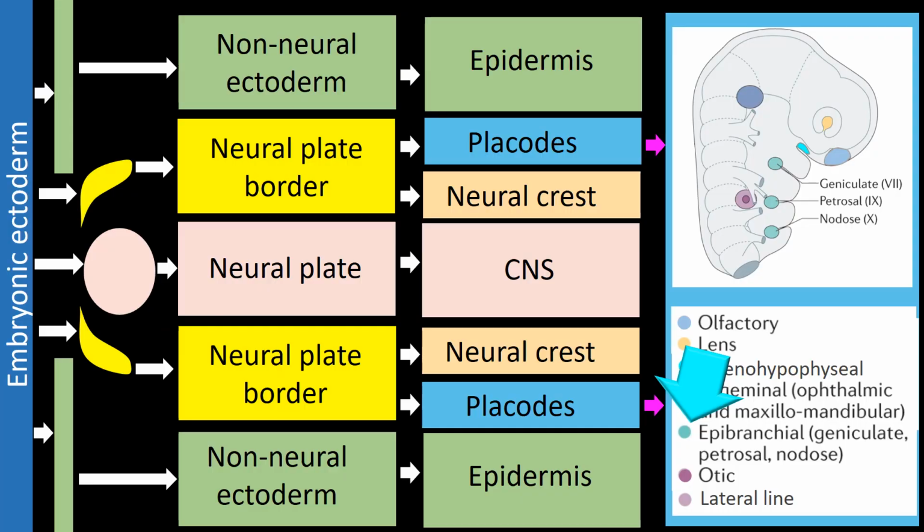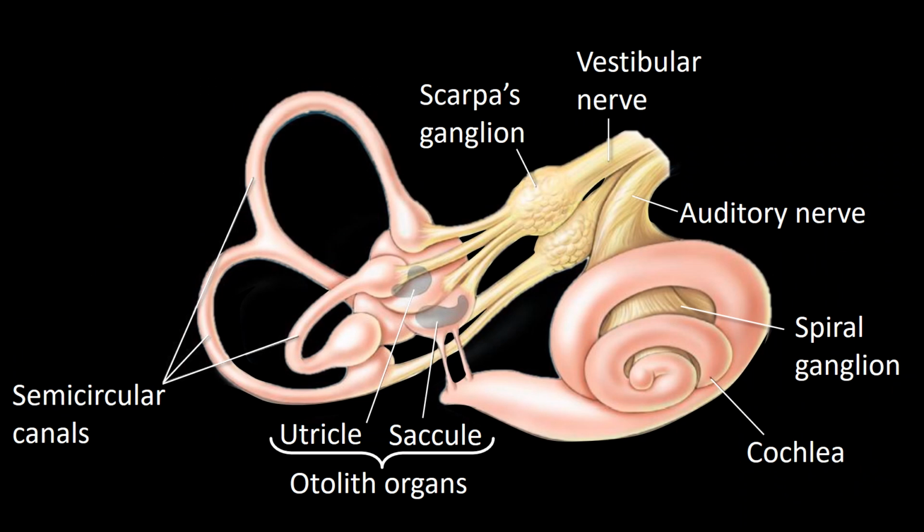Next, we will talk about epibranchial placodes. The epibranchial placodes give rise to the neurons of the geniculate, petrosal, and nodose ganglia. The otic ectodermal placode and lateral line placode, represented here, form the inner ear.